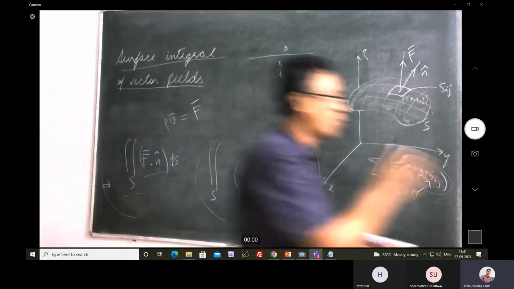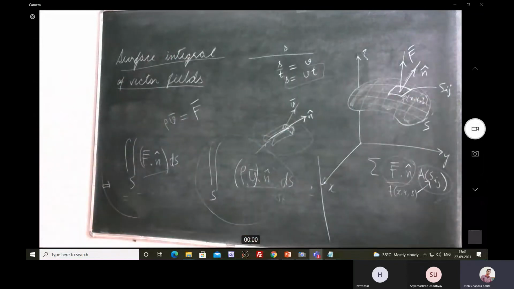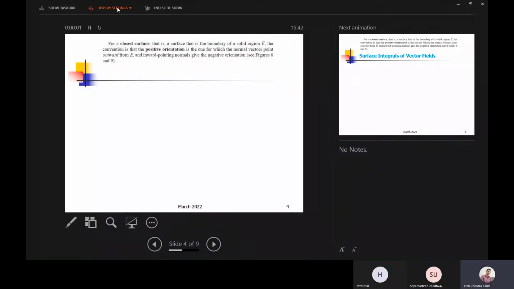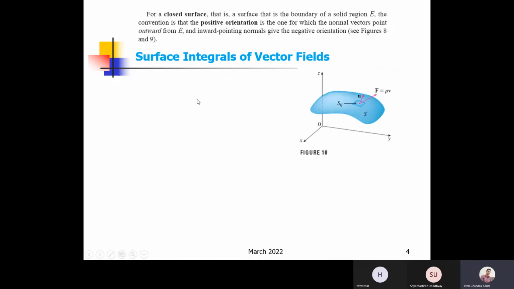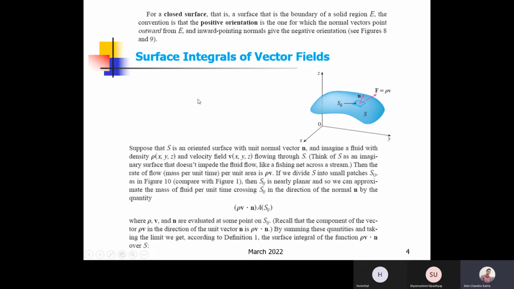So let me go over the slide. I am going to have a better description here. This is what the surface integral of a vector is.